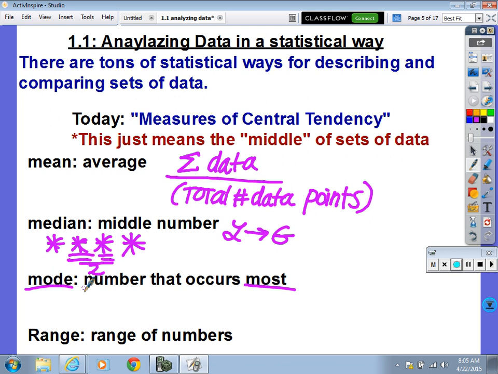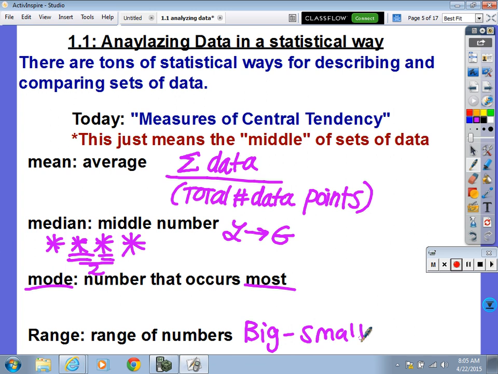And then range. Range is just you'll take your largest number in your data set subtracted by your smallest number. So your biggest, your big minus your small. I'm just going to kind of write it short and simple. You'll take your largest number and you'll subtract it from your smallest number. That's how you find the range of your data set.